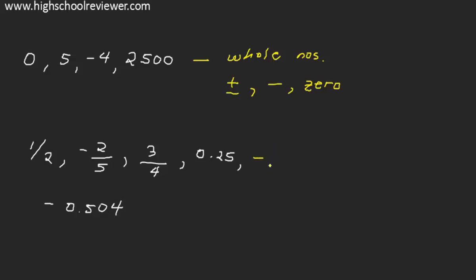They are non-integers because they are fractions, and fractions can be positive or negative. And aside from fractions, non-integers are also decimal numbers. Decimals can be positive or negative.